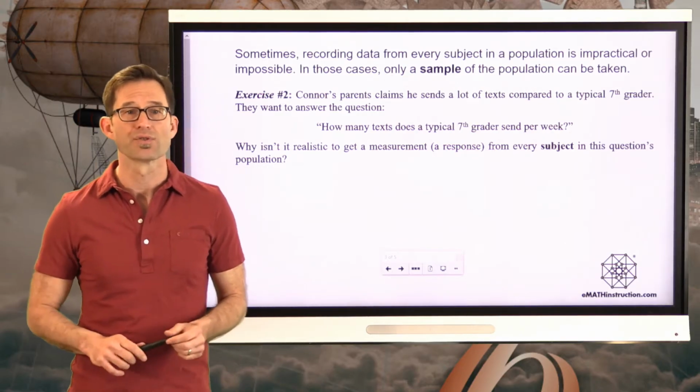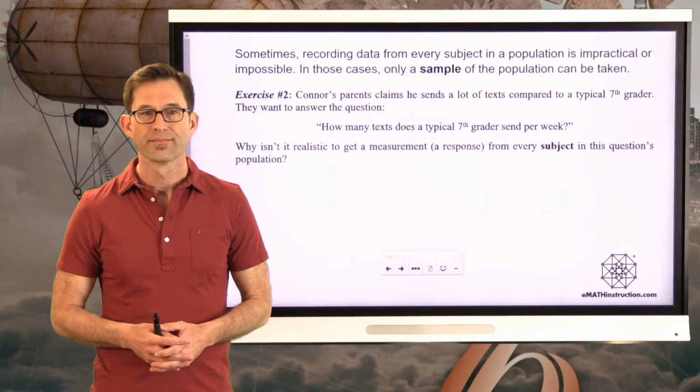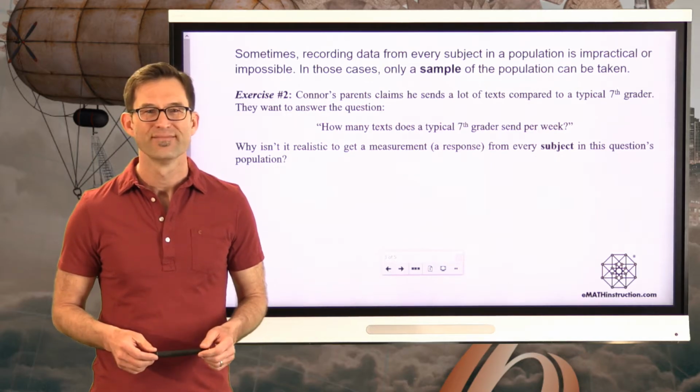So let's take a look at exercise number 2. Connor's parents claim he sends a lot of texts compared to a typical 7th grader. They want to answer the question, how many texts does this typical 7th grader send per week? Why isn't it realistic to get a measurement, a response, from every subject in this question's population? Why don't you pause the video now and see if you can answer that question.